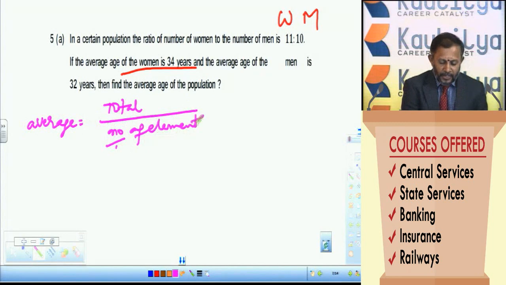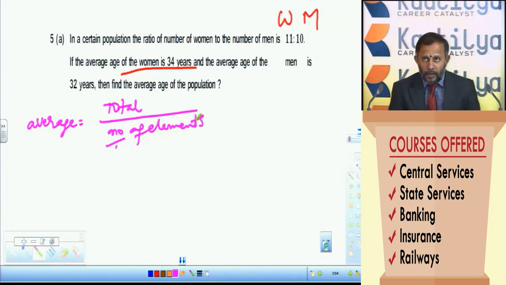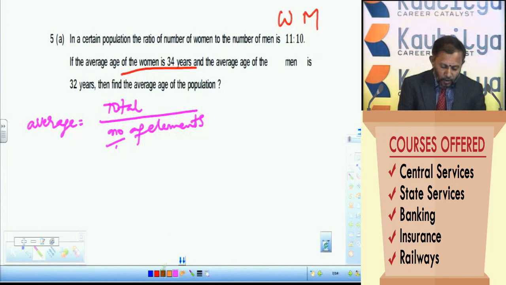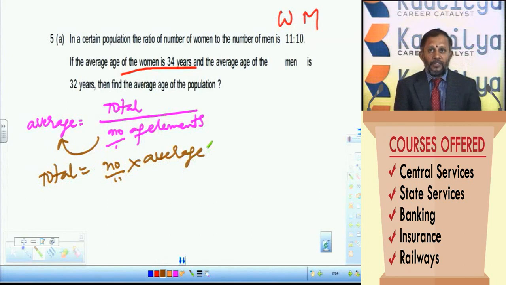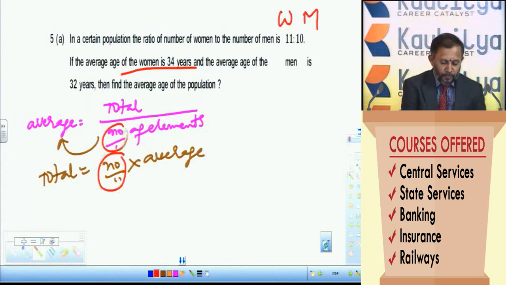The average of certain quantities, that is total by number of elements. Or we can make use of the second formula, total of elements is equal to number of elements into average. But strictly speaking, you are not supposed to make use of these type of quotations also.